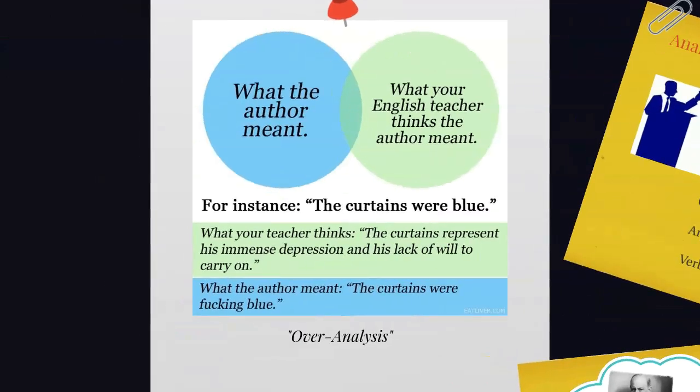So I'm sure a lot of you have seen this, which is basically saying that English teachers teach us to overanalyze. What the author meant, what your English teacher thinks the author meant: the curtains were blue, the curtains represent his immense depression, his lack of will to carry on. What the author meant: the curtains were fucking blue. So this is bullshit. And I'm going to tell you why it's bullshit.